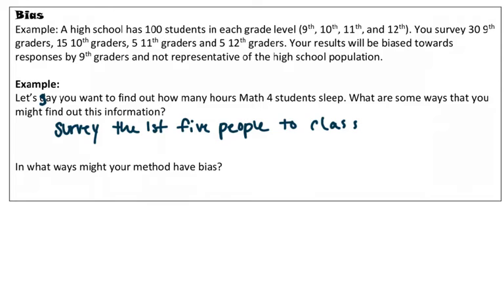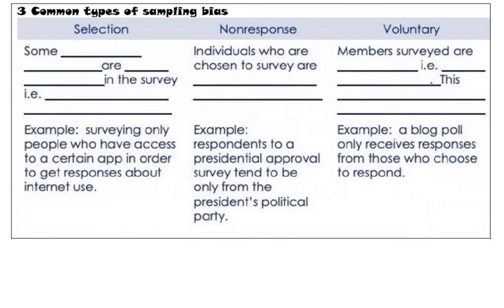So think about the example that you put down and think about what might be some bias. So if I survey the first 5 people in class, I'm only looking at the early birds, and that doesn't represent the entire population of the class because probably if you're early to class, then you slept good and you got up on time, and that's not going to represent everybody. So that's where my bias is. So you try to think about the bias that you came up with.